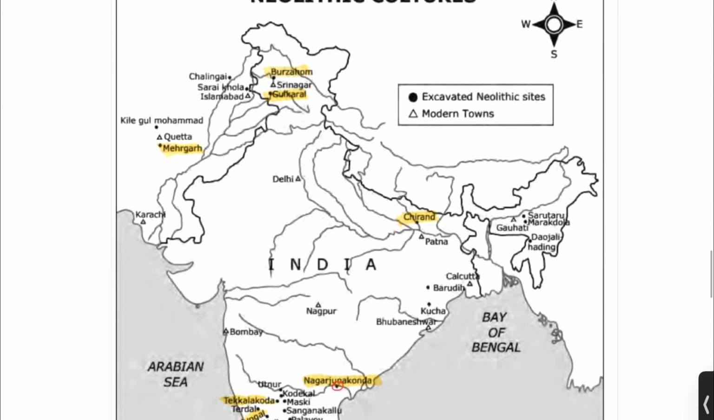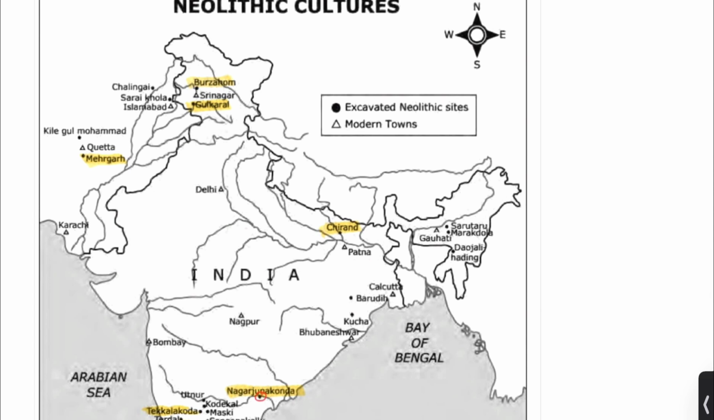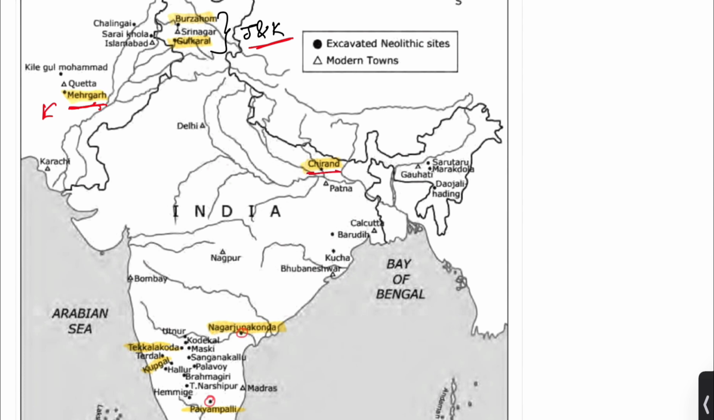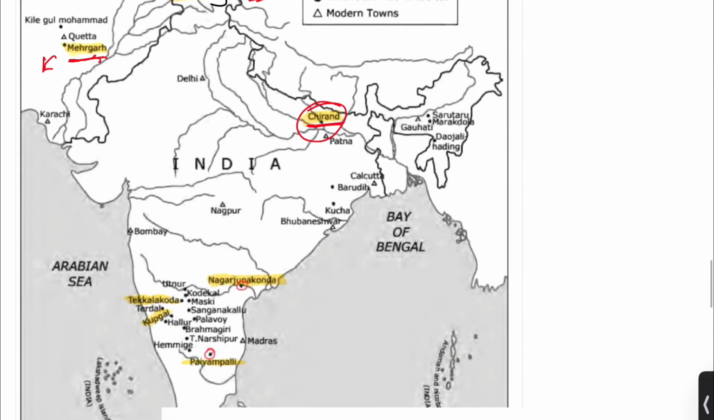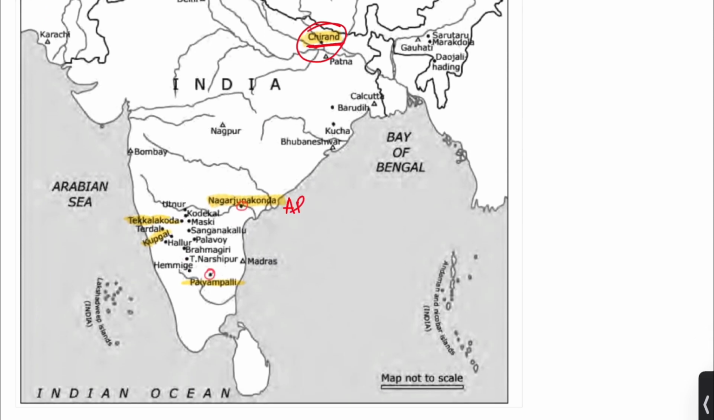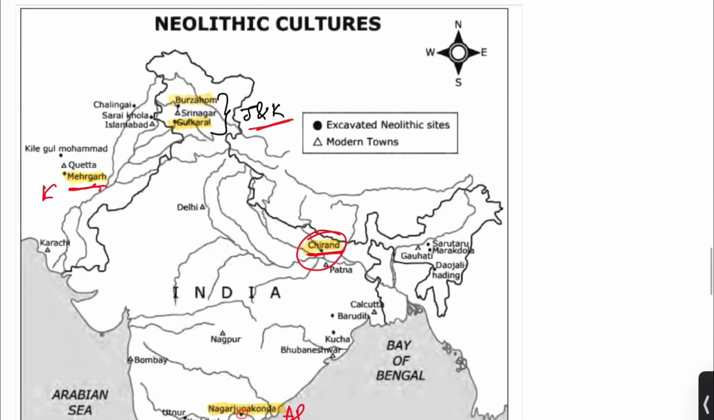If we see Neolithic sites, the important Neolithic sites were Burzaum and Gufkaral. These are in Jammu and Kashmir. Mehergarh in Pakistan. In Mehergarh we see early dentistry, and in Chirand here it is in Bihar, and Nagarjuna Konda in Andhra Pradesh, Tekkalkoda, Kupgal, these are in Karnataka, and Payampalli in Tamil Nadu. These were the important Neolithic sites.